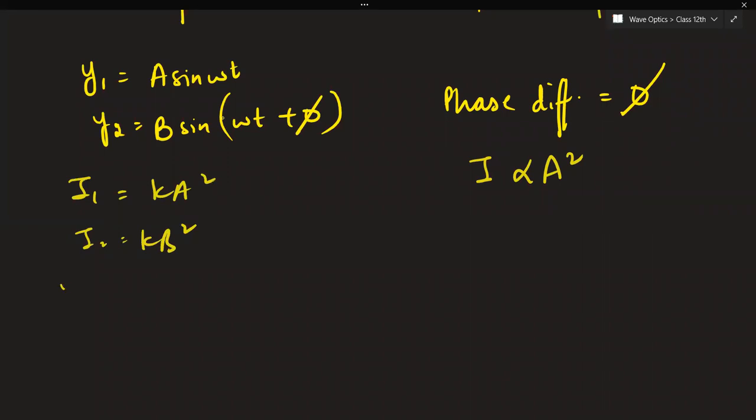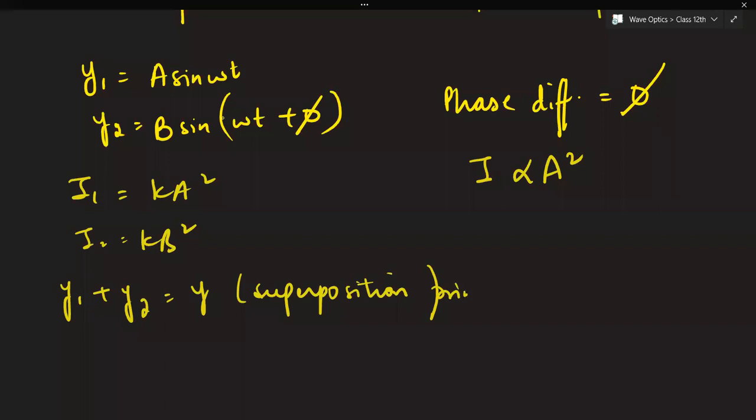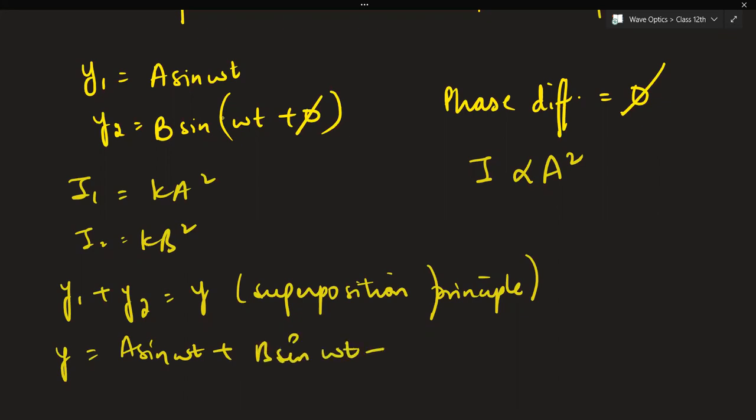If you apply the superposition principle, y1 plus y2 will be equal to y. Now put in the values. y1 is a sine omega t. y2 is b sine (omega t plus phi). Fine. Now we just have to solve it further.